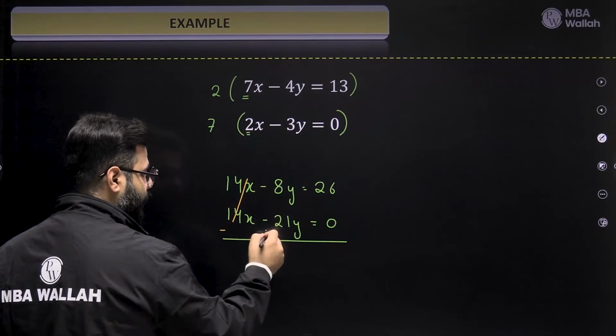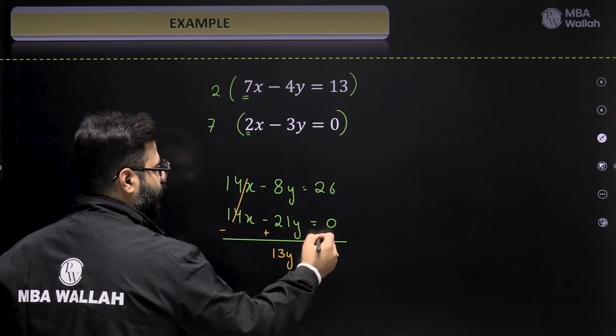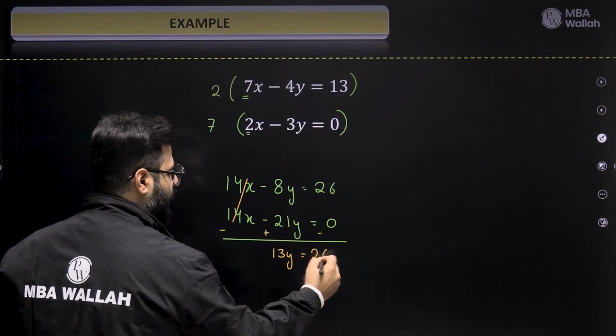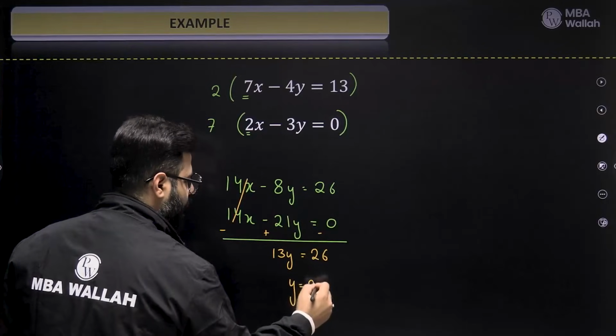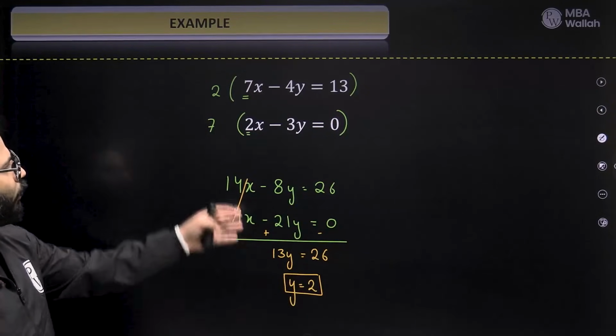Now let's subtract. So 14 minus 14 gets cancelled. Minus 8 minus minus is plus, so minus 8 plus 21y, that's 13y. 26 minus 0, that's 26. Congratulations, guys, you have y as 2. I can put y in any equation.